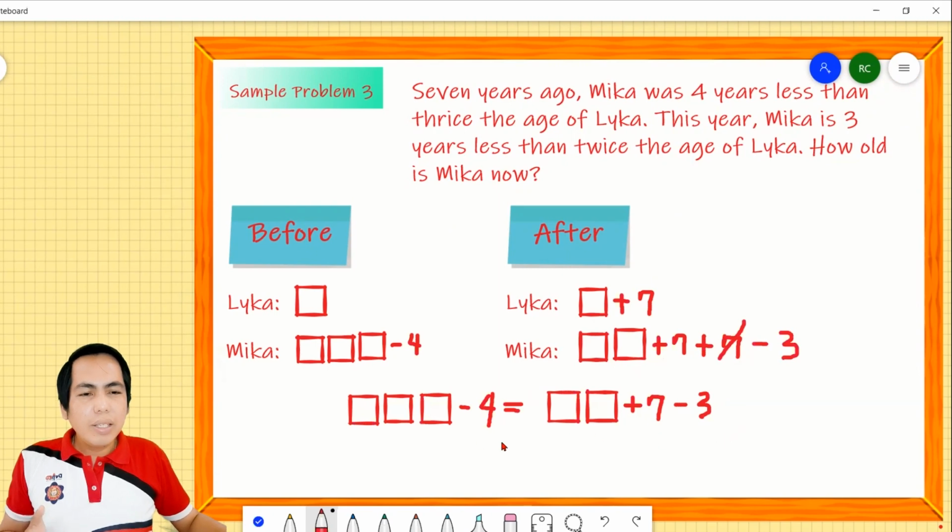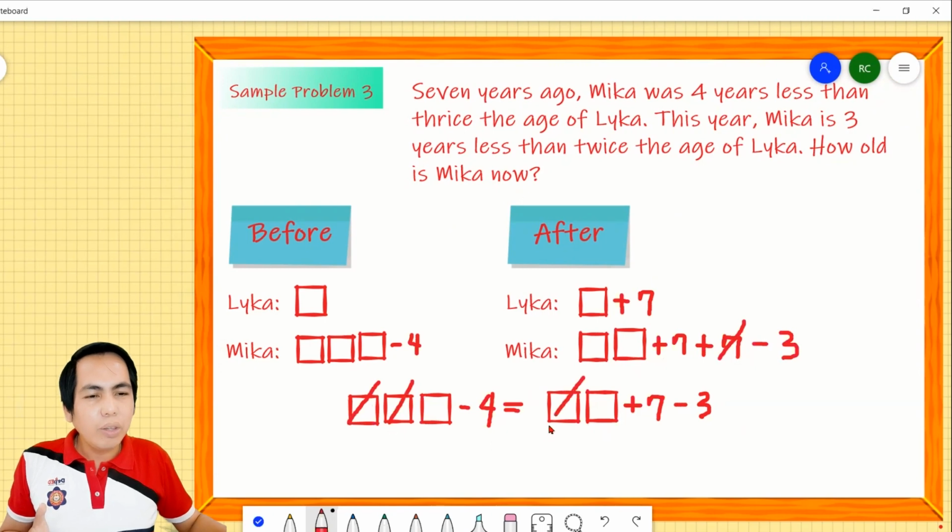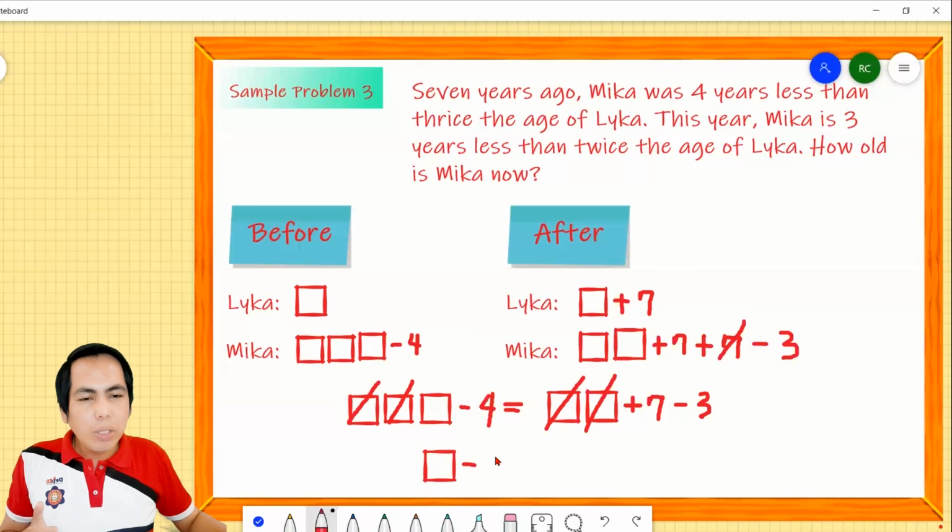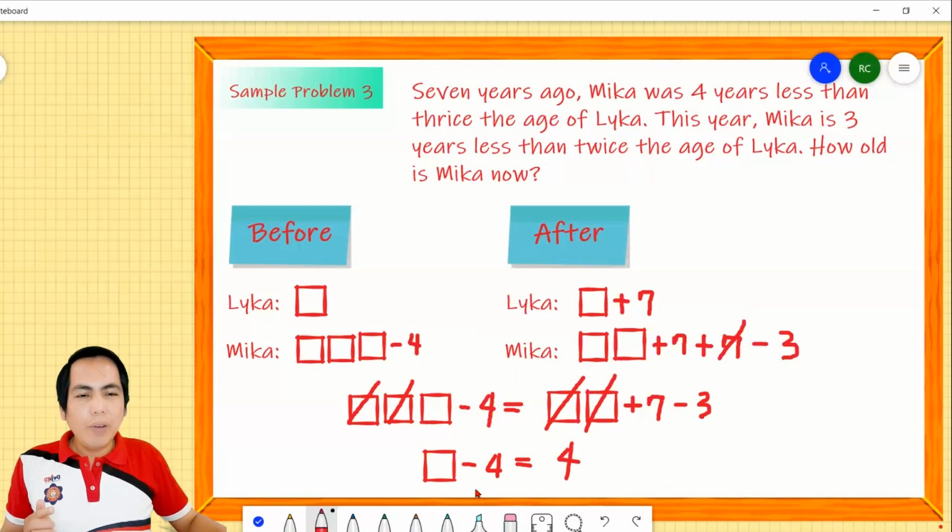So meaning to say that since we have 3 boxes here and 2 boxes, we can cancel out 2 boxes and 2 boxes also here. So what is left is 1 box minus 4 is equal to 7 minus 3, which will give us 4. So this time, for us to find the value of this box, we have to think of a number which, when we subtract 4 from it, will give us 4, and that number is 8. So 8 minus 4 will give us the value of 4. So the value of each of these boxes is 8.